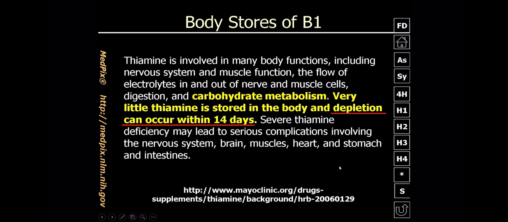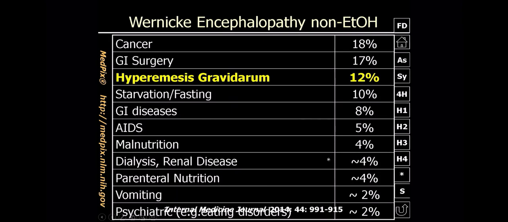So we know that carbohydrate metabolism is dependent on having thiamine. If you don't have thiamine, you develop a metabolic acidosis, and the body's stores of thiamine are only for about 2 weeks. So depletion of thiamine can occur in about 14 days. There are many different causes aside from alcoholism associated with thiamine depletion: cancer, GI surgery, hyperemesis gravidarum, starvation, fasting.